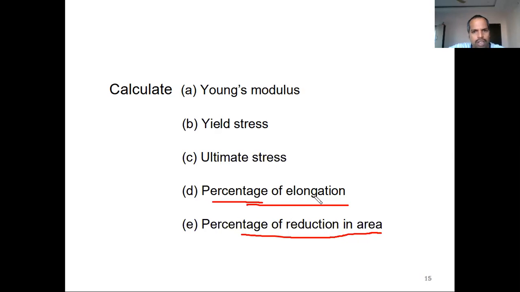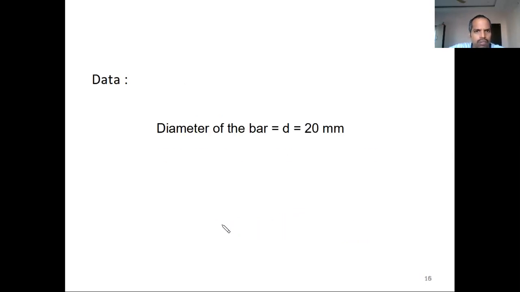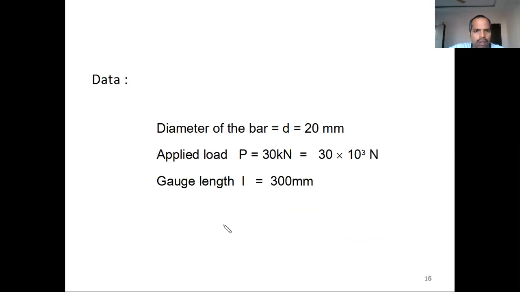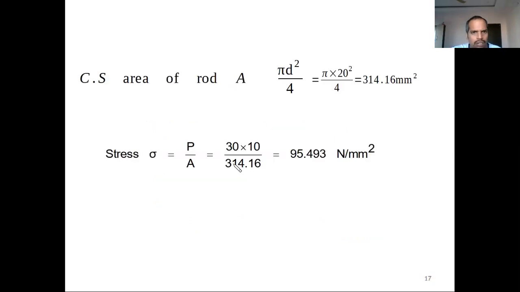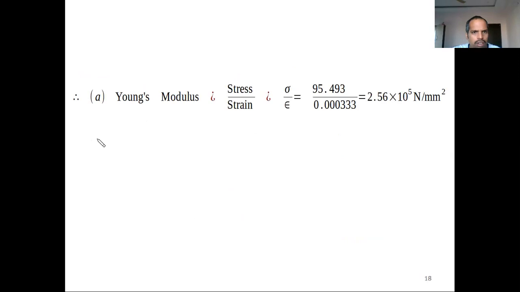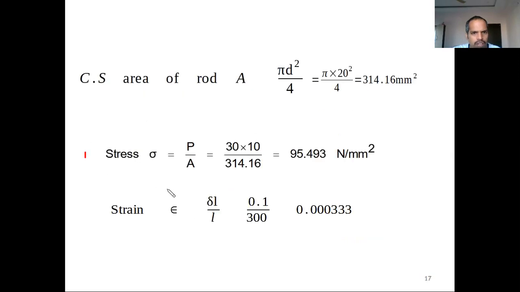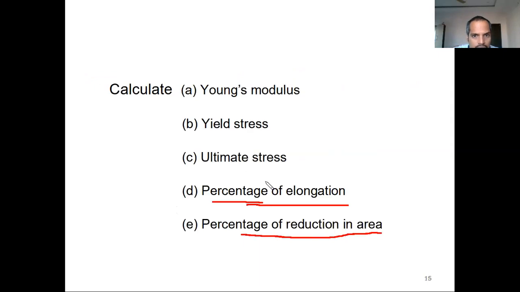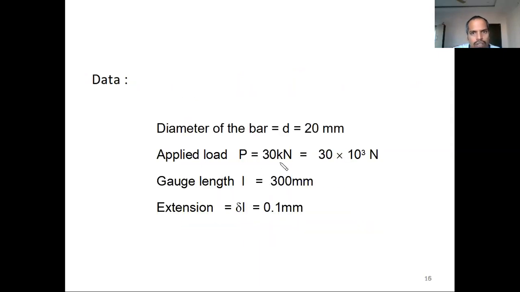Area reduces, elongation increases. Diameter is applied load. So this is for the first bit. Gauge length 300 mm, extension 0.1 mm. So for the first bit, stress is P by A. At a load of 30 kilonewtons, the extension is 0.1 mm, that's what is given here. We are going a little bit quickly. Yeah, at a load of 30 kilonewtons, the extension is 0.1 mm, right?